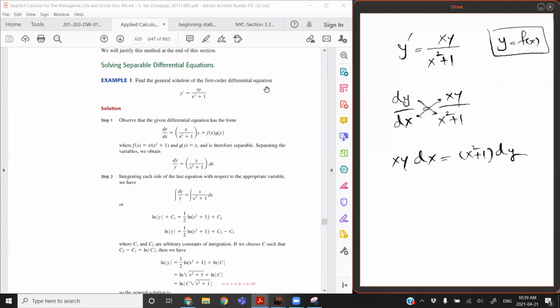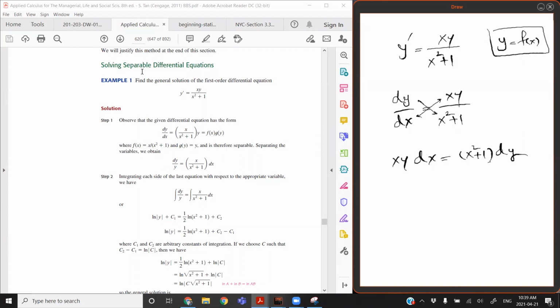My next step would be to get all the x's on one side and all the y's on the other side. So I want to separate the x's from the y's. This is not always possible, but it is possible in the case of separable differential equations. So that's where the name comes from, separable.